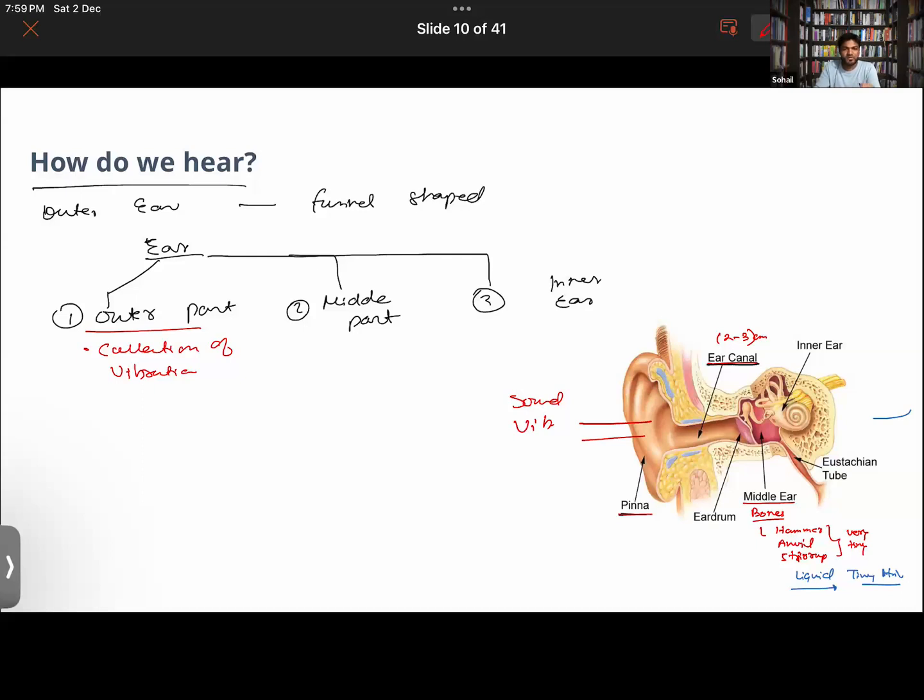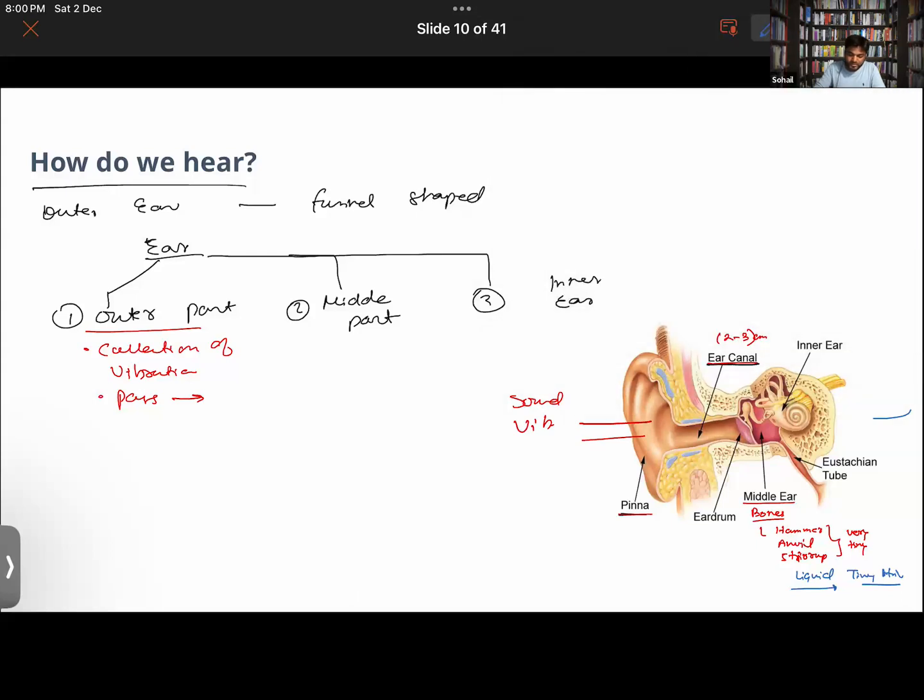Vibrations, basically, we will understand, are vibrations in the air molecules. Now it will pass through the ear canal and fall on the eardrum. So it is collecting and also passing the sound waves ahead, right? After this, we'll be talking about the middle ear. From the eardrum, the middle ear starts.